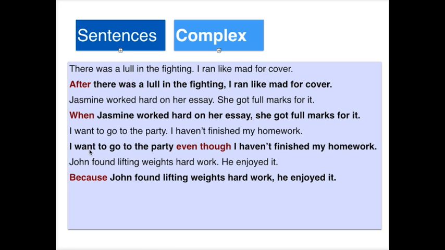The next one, I want to go to the party even though I haven't finished my homework. I want to go to the party is the independent clause. We start the sentence here first with the independent clause. That means we don't need a comma there. It just makes sense without it. Because John found lifting weights hard work, this is the dependent word. This is the dependent clause. We do need a comma there because it's starting the sentence. The independent clause here, he enjoyed it, is later in the sentence.